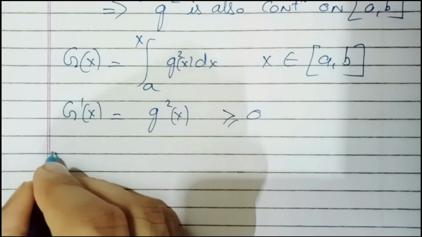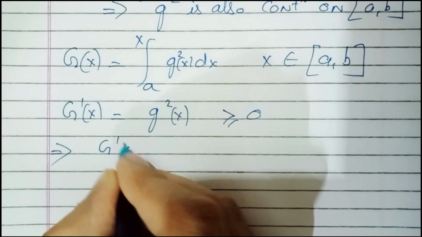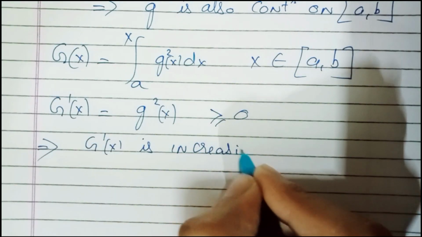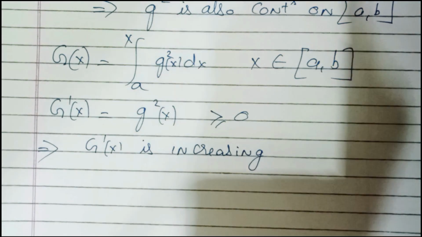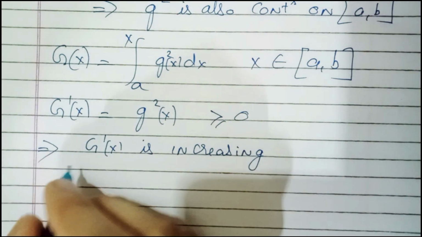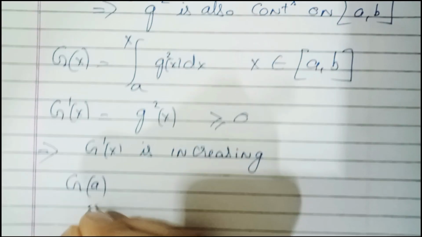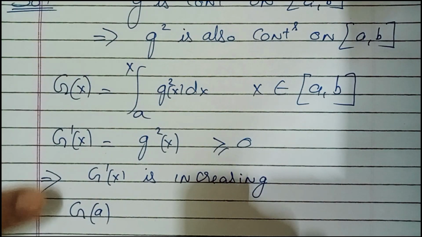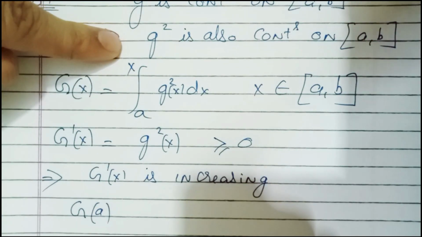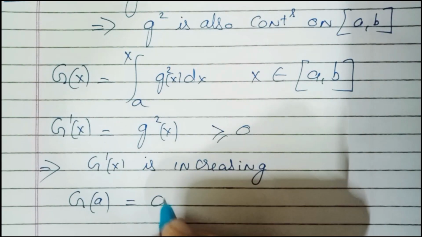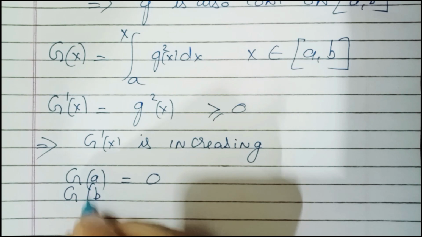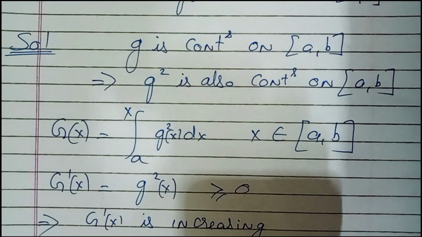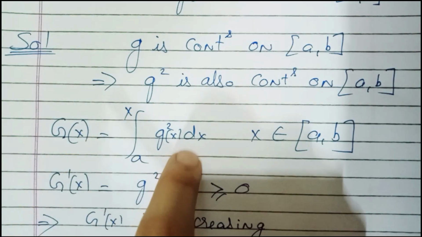but it's increasing, but G of a, what can you say for what G of a could be? G of a is the integration from a to a, which is 0, and G of b, as given in the problem, G of b is the integration from a to b of g square dx, which is given to be 0. So that too is 0. Now can you say something from these three pieces of information?